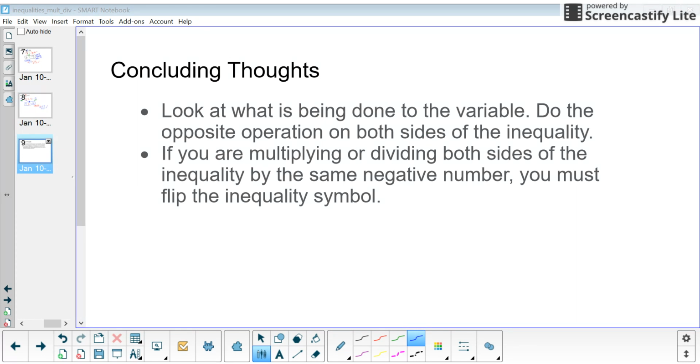Okay, and concluding thoughts. You want to look at what's being done to the variable, and then you want to do the opposite operation on both sides. If you're multiplying or dividing both sides by the same negative number, okay, you must flip the inequality symbol.